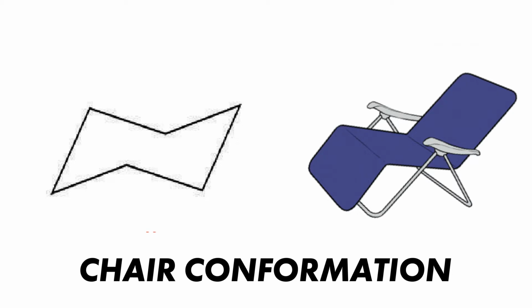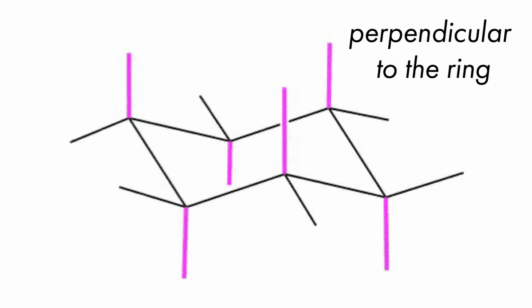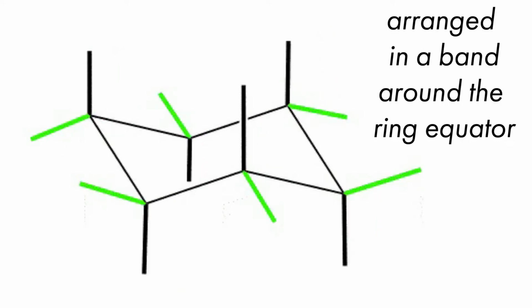This conformation is called chair conformation as it resembles a lounge chair having a back seat and a footrest. One of the interesting properties of a chair conformation is that the substituent in a cyclohexane ring can be positioned in two different ways: the axial position and the equatorial position. In axial position, the substituents are positioned perpendicular to the ring or parallel to the ring axis. Meanwhile, in equatorial position, the substituents are arranged in a band around the ring equator.